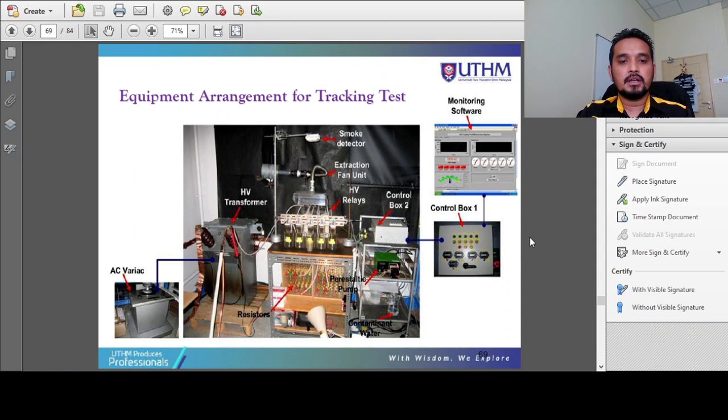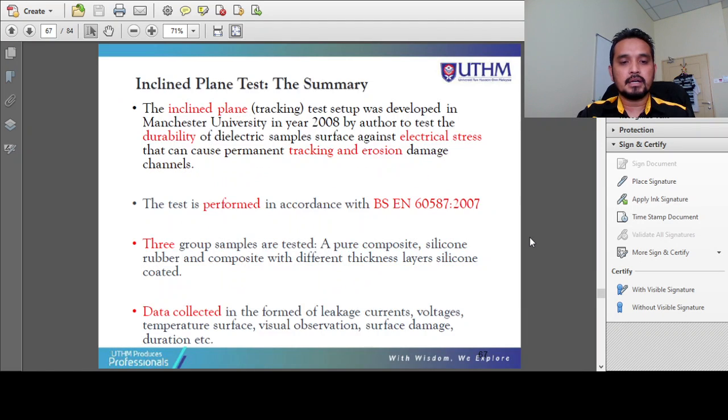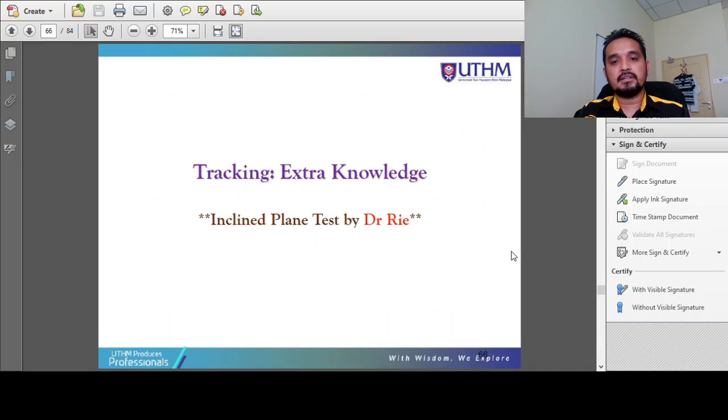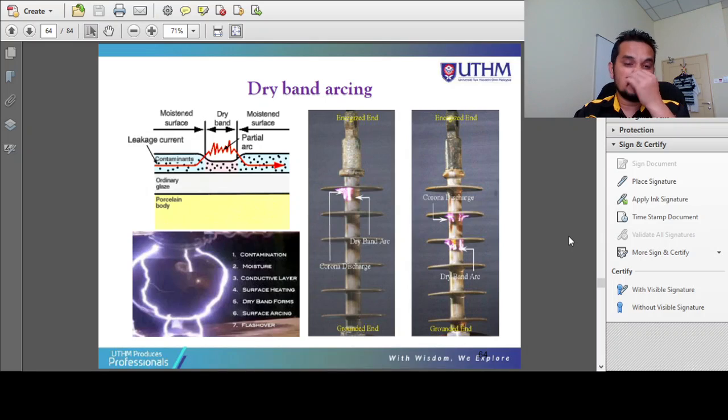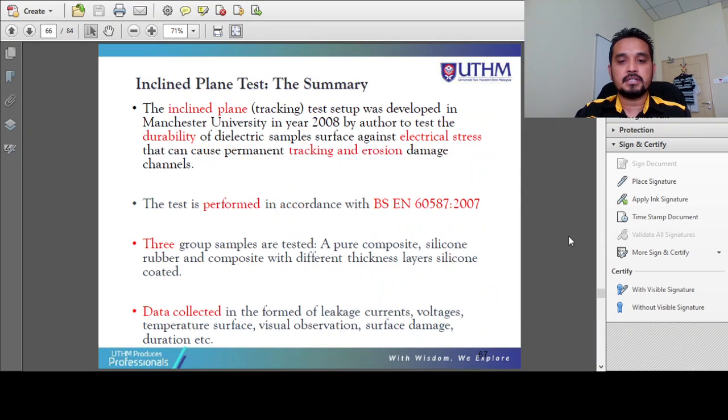Okay, and what is most important, this experiment is conducted with the British standard EN 60587, because we want to simulate the tracking and erosion damage. Okay, that is just the extra knowledge. We can actually stop here if you want, about tracking and erosion.